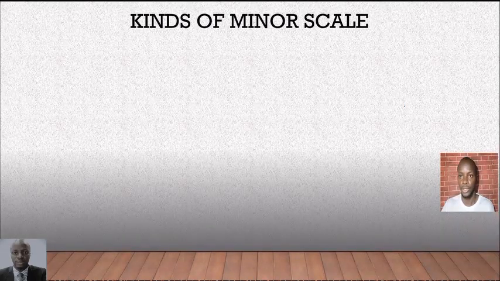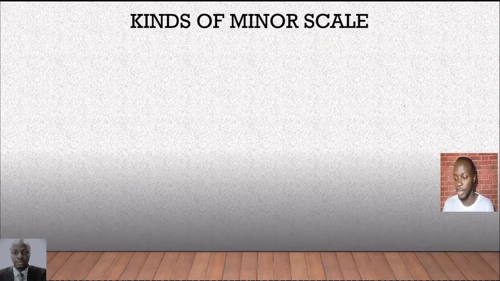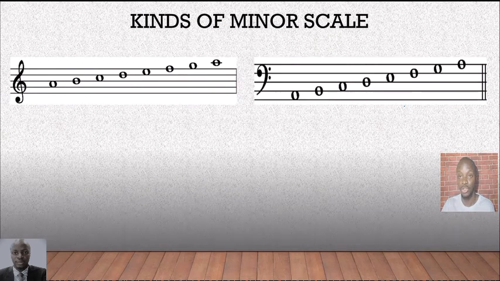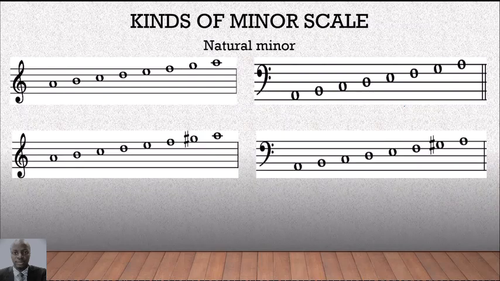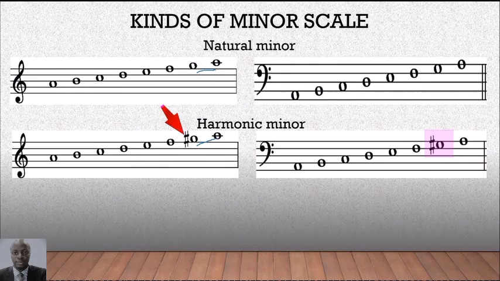So, kinds of minor scale. Basically, we have 3 kinds of minor scale, and they are the natural minor scale and the harmonic minor. In harmonic minor, you have a raised 7th. The movement from the 7th note in this case is a semitone. It's leading back to the tonic. But in the natural minor, the movement is a tone.